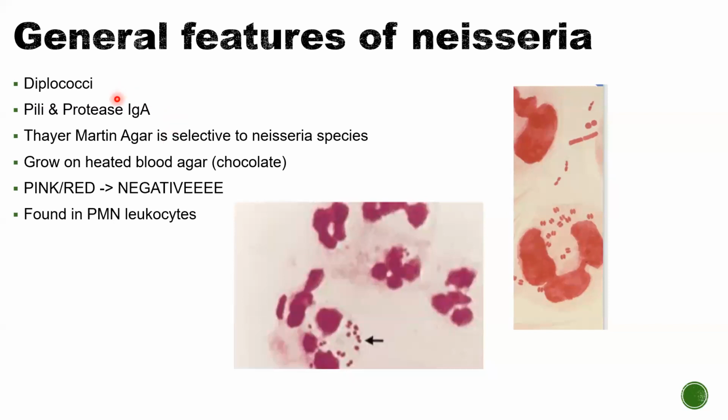And an important thing to know is that it has protease IgA. Because it has protease IgA, we can guess what kind of diseases it can cause. We can guess that it goes to mucosal surfaces, which can be the genitourinary tract, it could be GI, it could be respiratory, we're going to see. It has adherence to mucosal surfaces, because if you destroy IgA, there's no protection for mucosal surfaces, so it easily invades those areas.